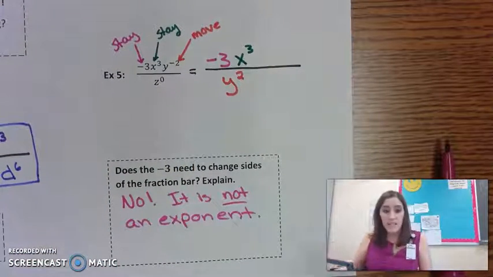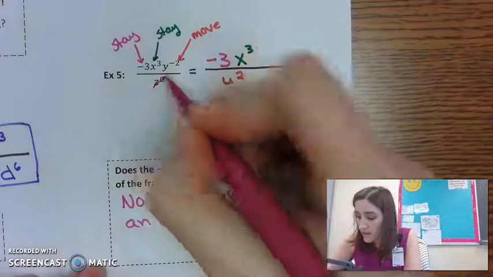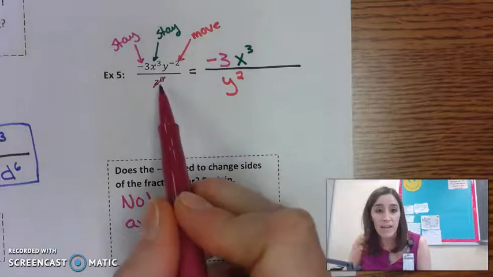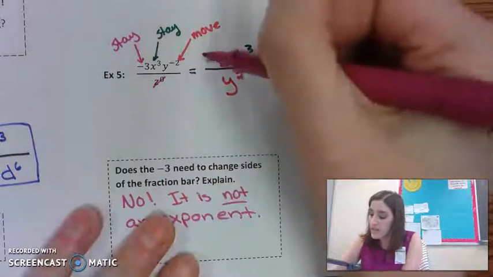Now that z to the 0 power on the bottom is gone. I'm just going to get rid of it because it equals 1. And taking something and dividing it by 1 doesn't change it. So this is my answer.